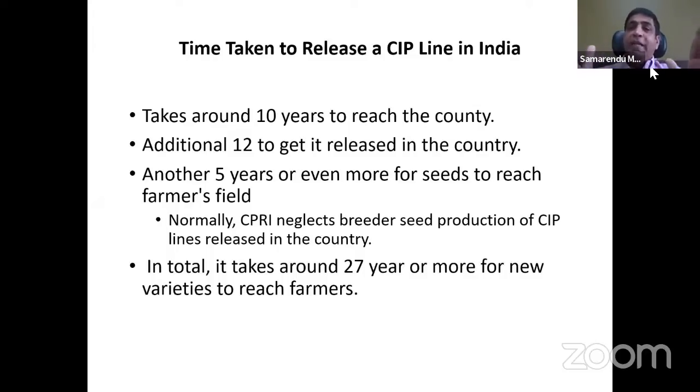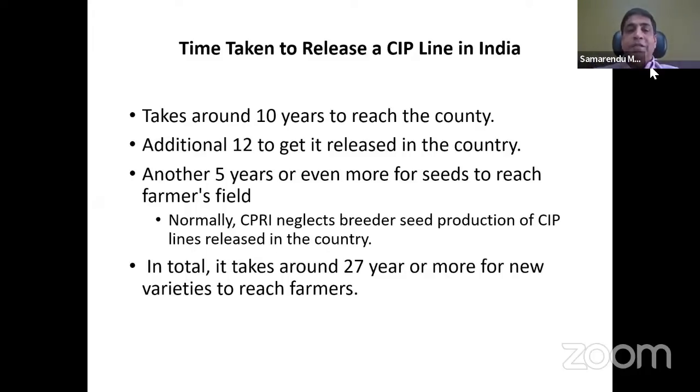When the variety is released, it will be kind of useless. The trait it has, the purpose it serves, maybe it is not needed anymore. So it's very important that we speed up the varietal release process. All across Asia and Africa, instead of taking 20 years, make sure it's released in a much quicker way.